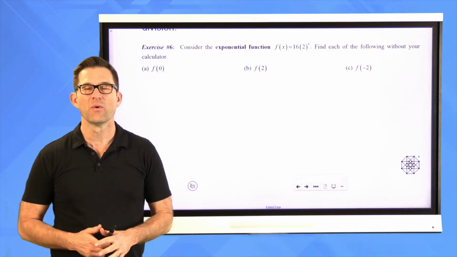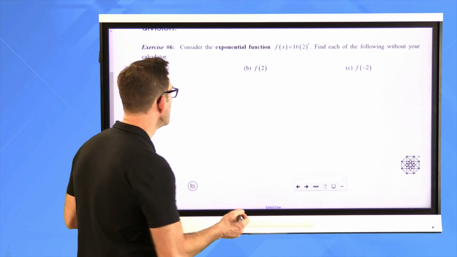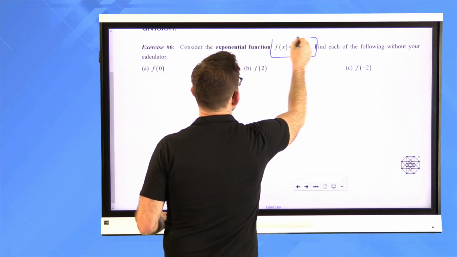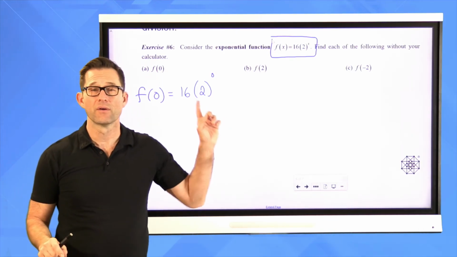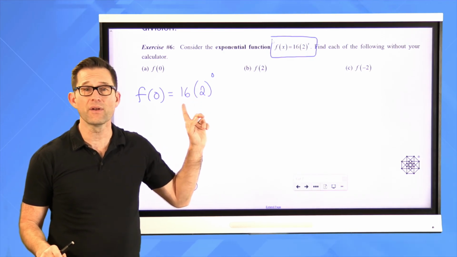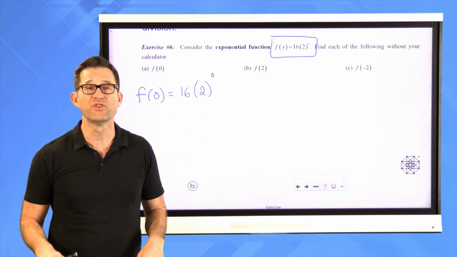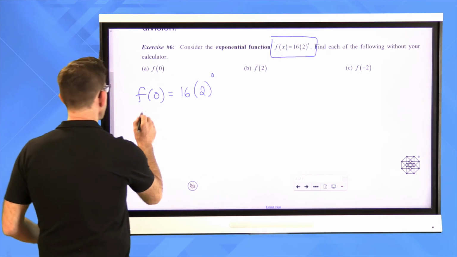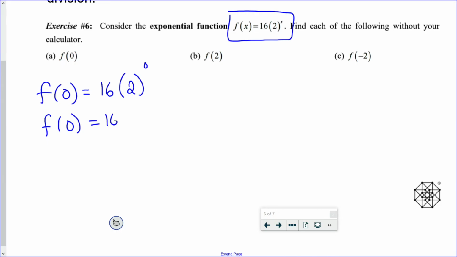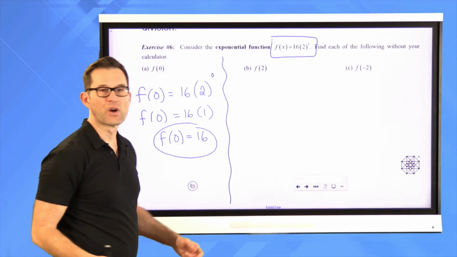All right, well, let's do this together. This is just function notation. I've got this beautiful function, 16 times 2 to the x, and if I wanted f of 0, that would be 16 times 2 to the 0. Now remember order of operations. Really, what we're saying here is take the number 16 and don't multiply it by 2 at all. Just don't. What do you get? You get 16. Or, if you really want, 2 to the 0 is equal to 1, so f of 0 is just equal to 16.